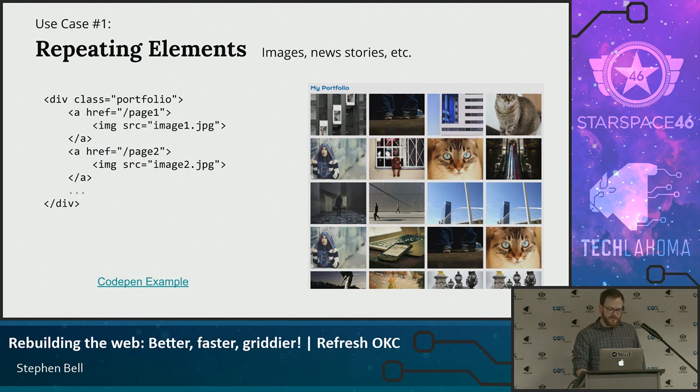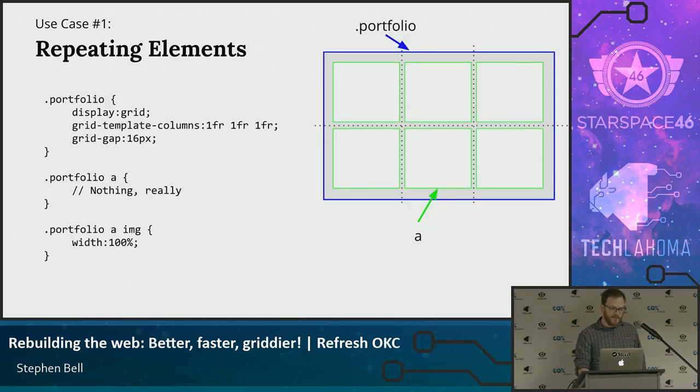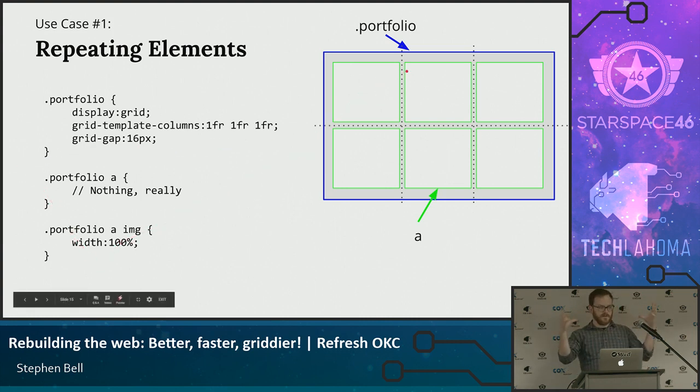So here's how you would set up the CSS for that. Portfolio, display grid, and then this is the important one, grid template columns. This is one fraction, one fraction, one fraction. So this makes 3 equal columns, and then the space between these grid elements is going to be 16 pixels. You don't really need to do anything fancy with the links in here. They're just going to flow between these things. And then I'm putting a width of 100% on those pictures just because I want them to fill each of those spaces.